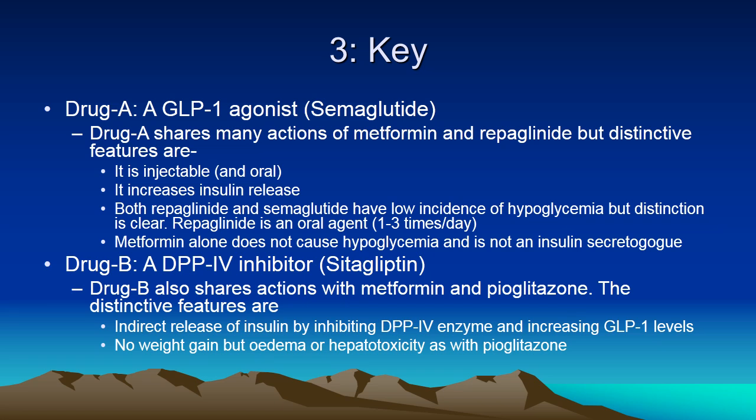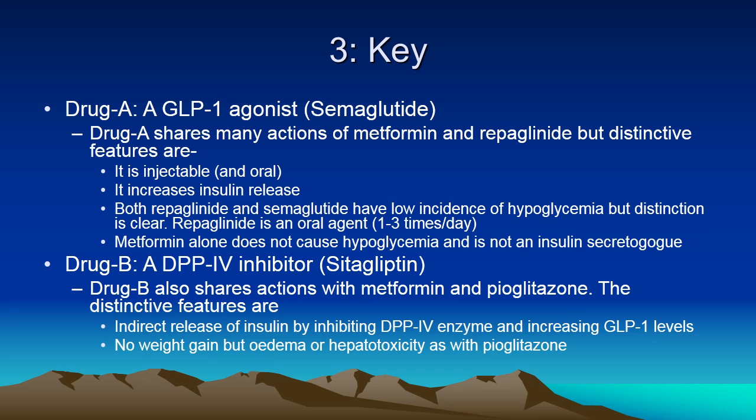B drug is an enzyme inhibitor that acts like GLP-1 agonist. It is a DPP-4 inhibitor. It can be one of the gliptins. Now I have not gone into different gliptins. It is only sitagliptin which I focus on because it shares many of the actions with GLP-1 agonist, but it is weight neutral. So gliptins could be the B drug and the common gliptin is sitagliptin.